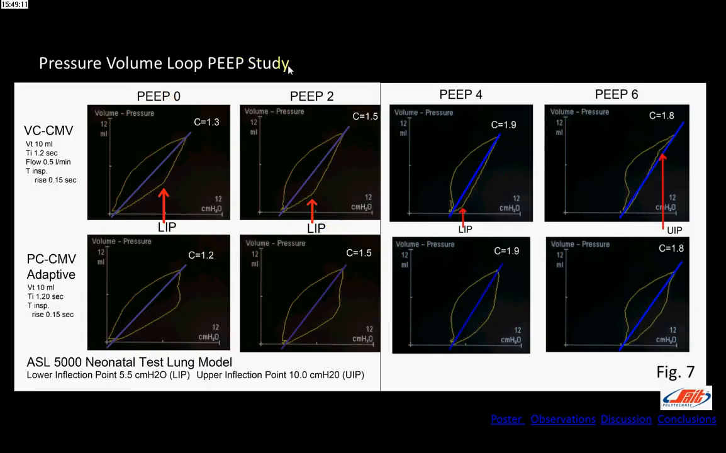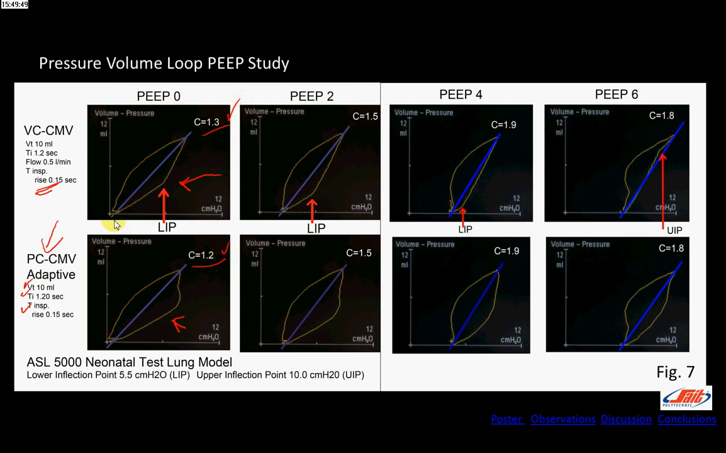What I did next was I took this a little bit further and I did a little bit of a PEEP study comparing volume control, just like you saw in the last graph, compared to the pressure control CMV adaptive. So I set them both up to have very similar tidal volumes, similar TIs, similar TI rises. And what we can see here is this is taken right off the ventilator, photograph right off the ventilator. I can pick out the lower inflection point quite clearly, where in the pressure control mode, we can't see the inflection point. I think that the average compliance as measured in both methods is quite accurate.